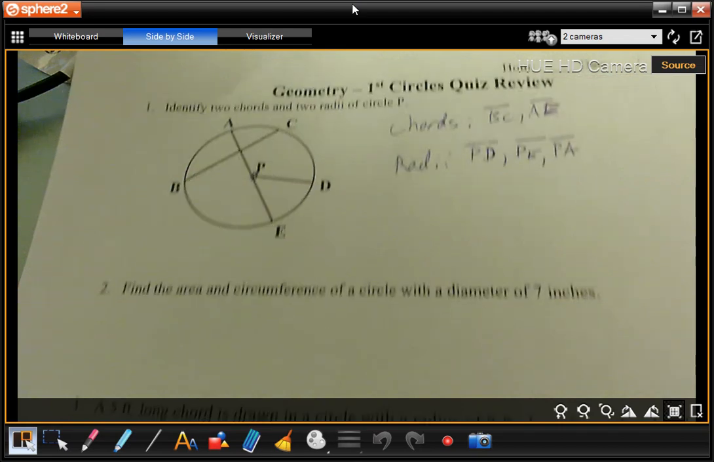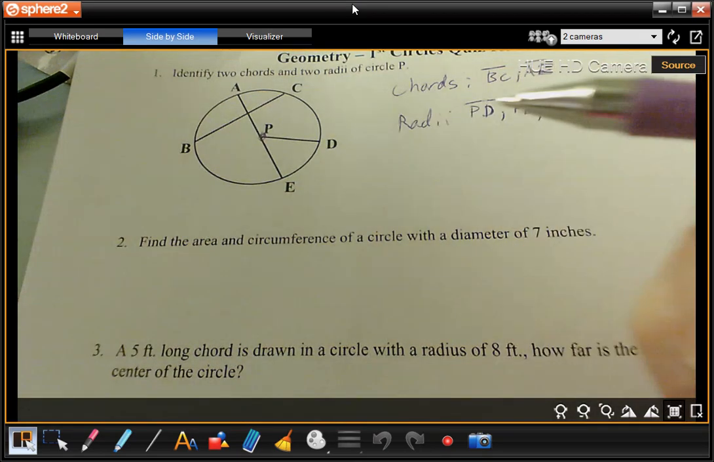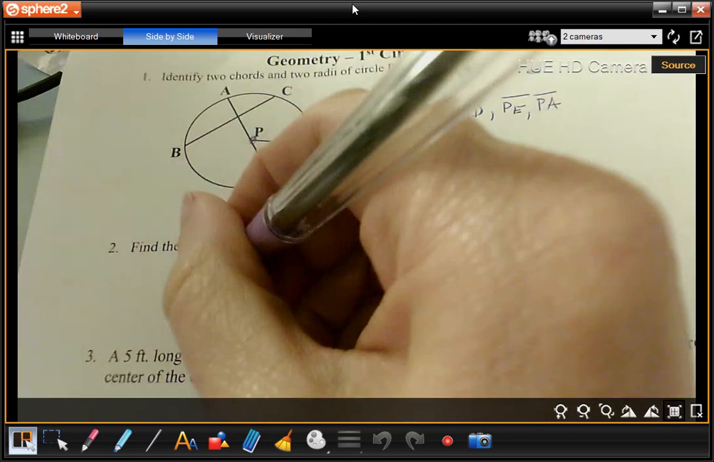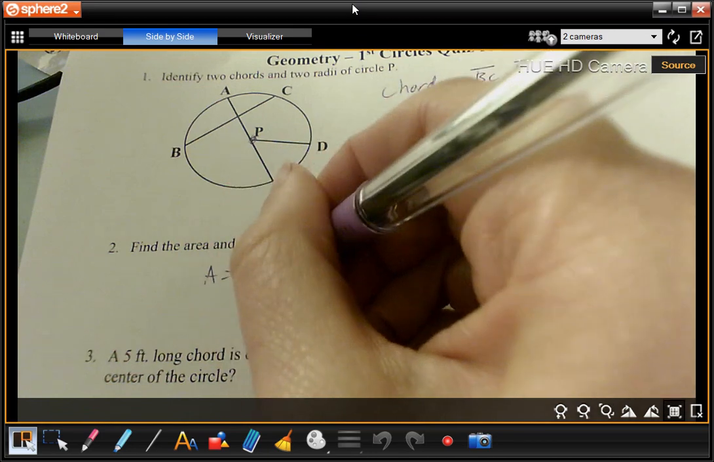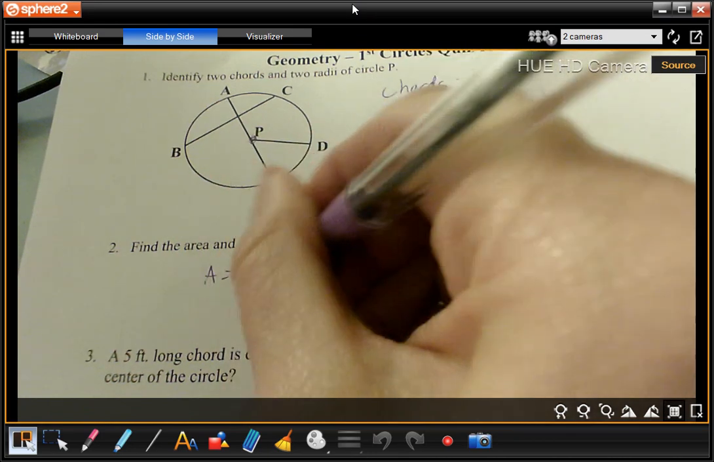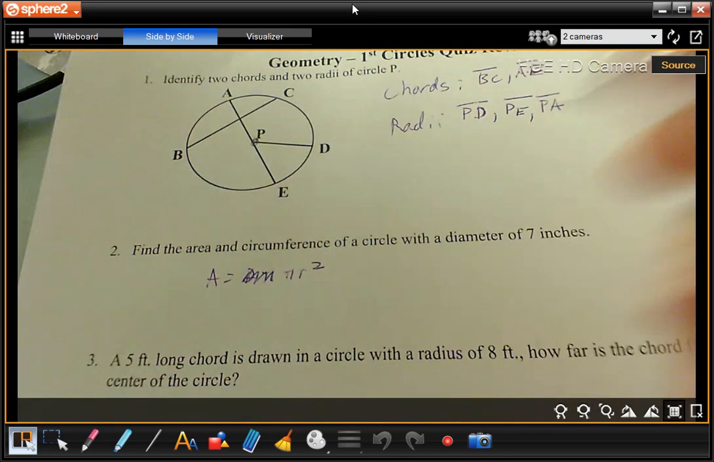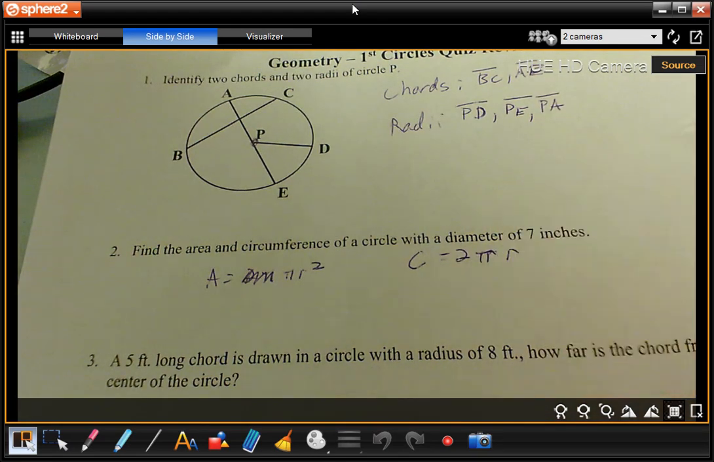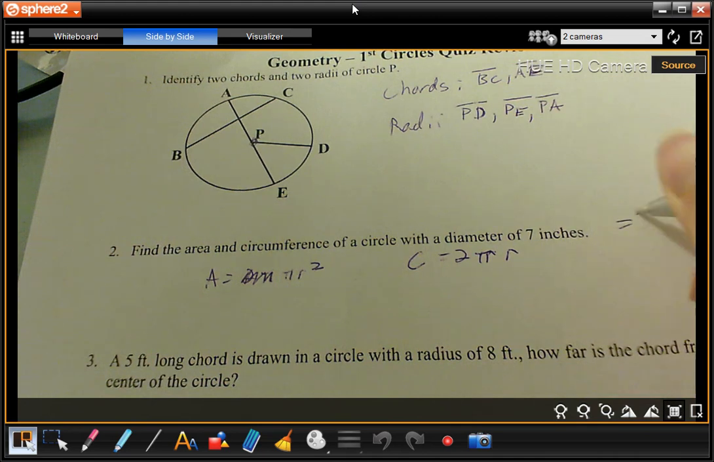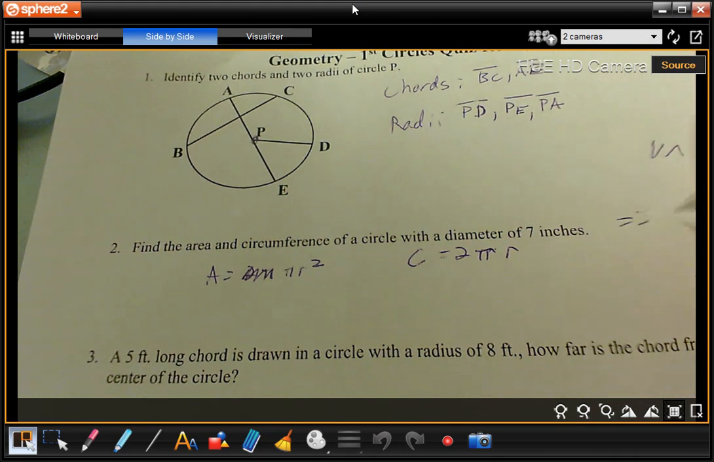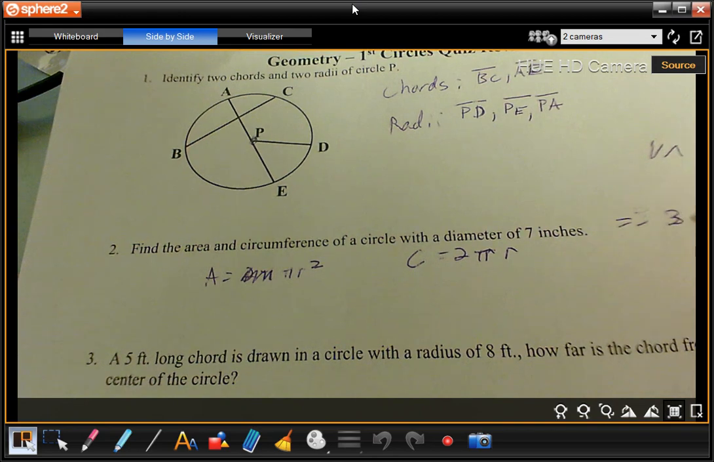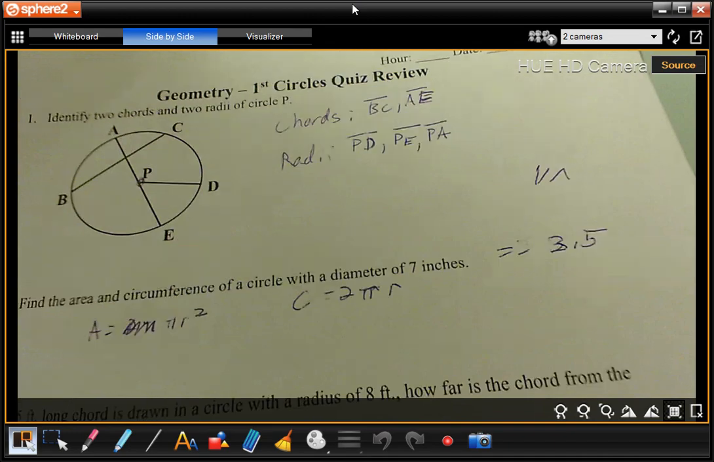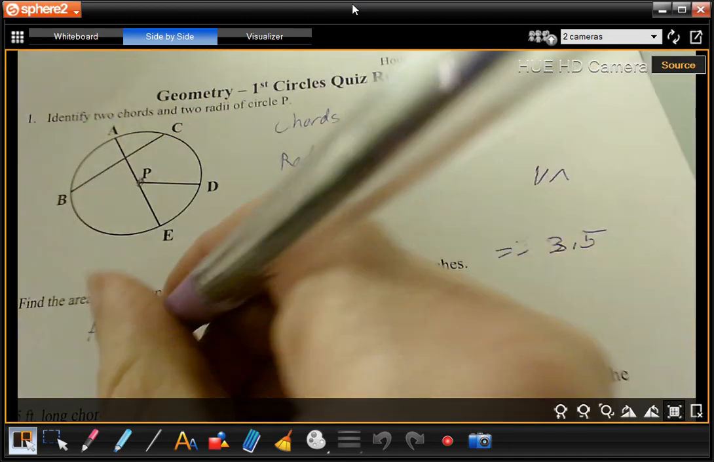Doesn't matter. Find the area and the circumference of a circle with a diameter of 7 centimeters. So area equals 2 pi r. Oops, that's wrong. Pi r squared. And circumference equals 2 pi r. So I want to know what the radius is of this. So it's 3.5, half of 7.